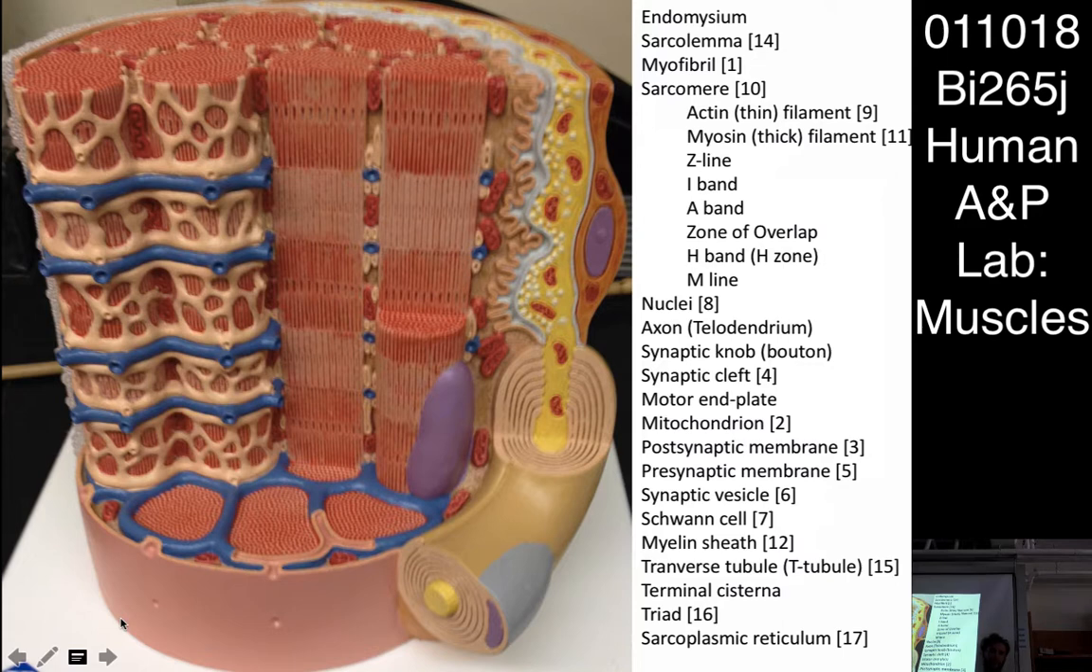Is that right? You're German. You can speak German. Is that right? Zusammen is in between? Yeah, I think it's in between, pardon me, it's not middle. M is for Mittel, it's in the middle of the A band, and Z is for Zusammen, which is in between sarcomeres. All right. So that's that model. I don't know if you're ever going to see it, but that's the anatomy you need to know for what's going on tomorrow.